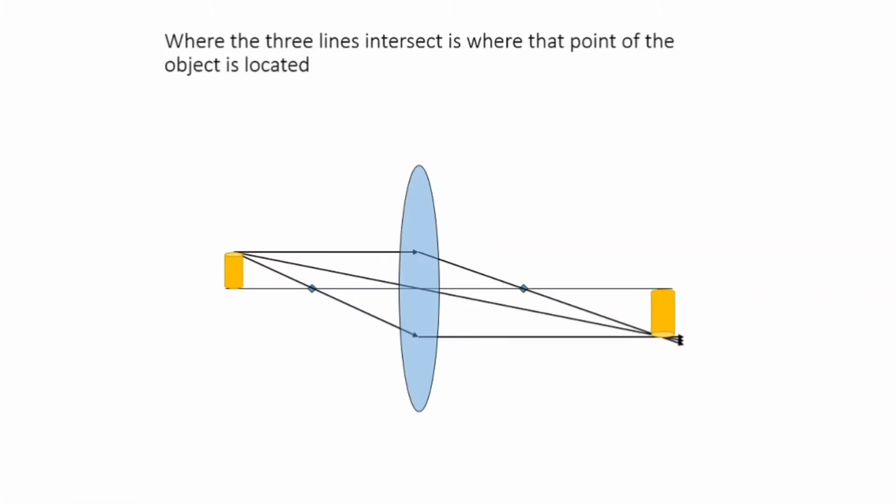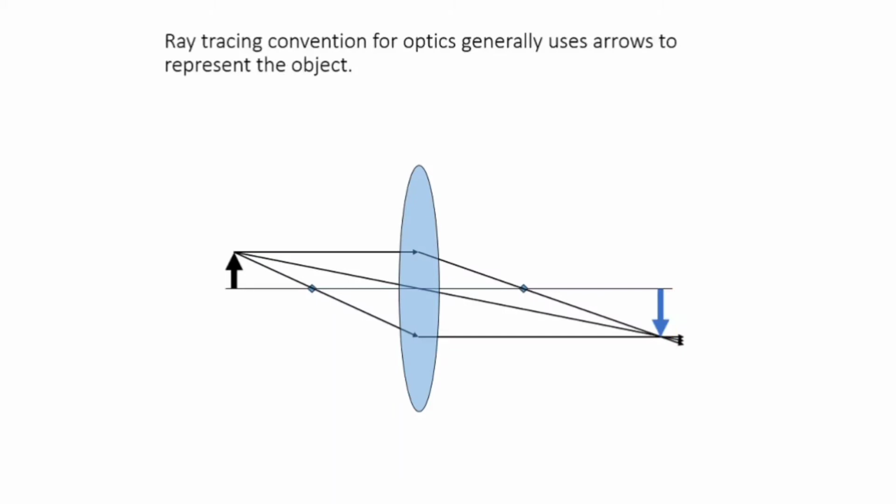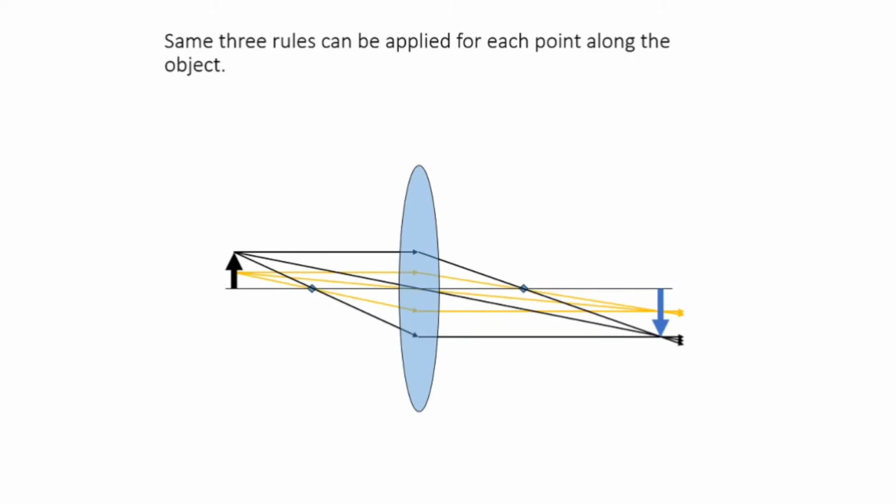This is the image formation due to thin lens formulae. It is shown here. By ray tracing convention, optics generally uses arrows to represent the object. This is the object and this is the image, by following the three laws. The same three rules can be applied for each point along the object. Here we are considering the three rays coming from the tip or top of the object. Again we can consider any point of the object, the same rules can be followed, and the respective image will be constructed on the opposite side of the lens.